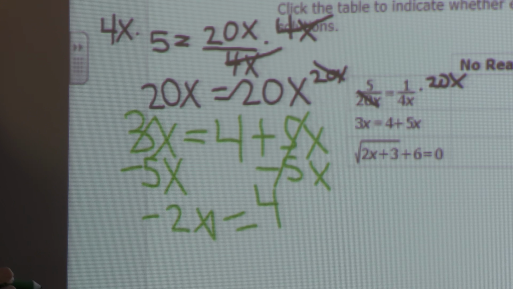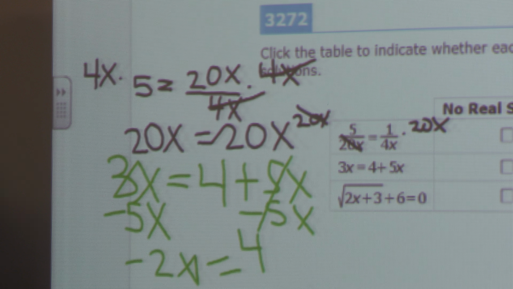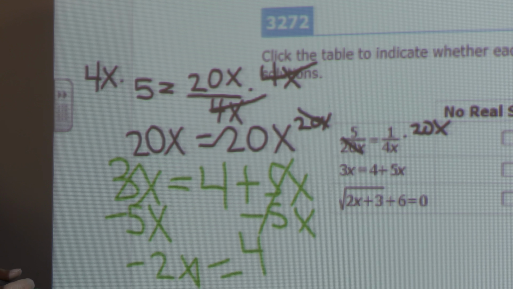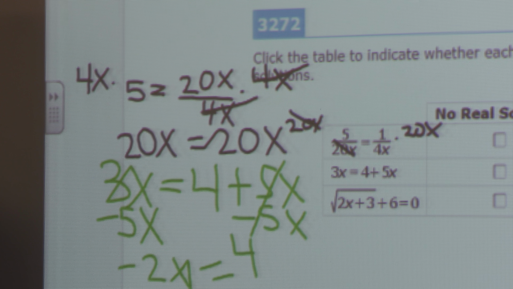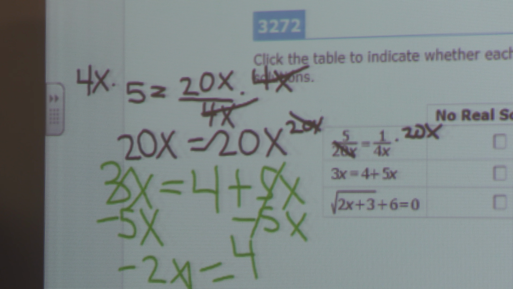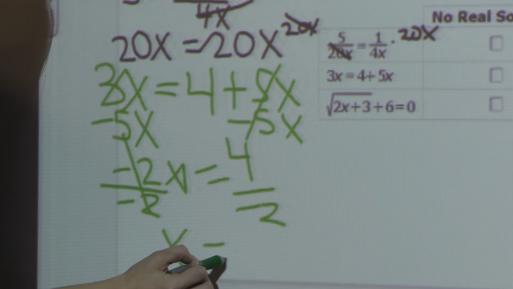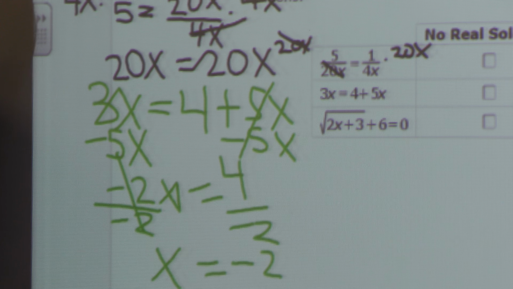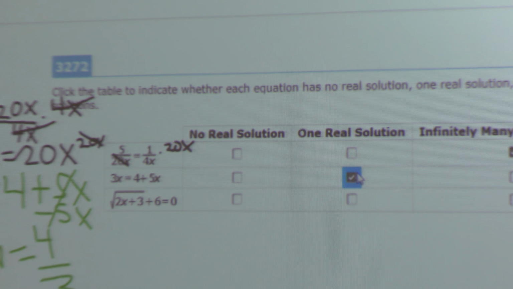Now our x's are all by themselves and our numbers are all by themselves, but we have negative 2 x's and we want just 1. So do I add 2? Well, the question you have to ask is what operation is happening between the negative 2 and the x? They're right next to each other. Oh, they're multiplying, so I would divide. Yes. And so I get x equals negative 2. And that's only one solution, because x can only be negative 2.